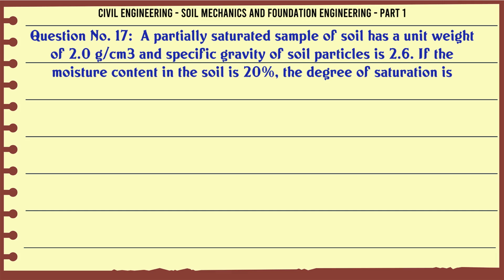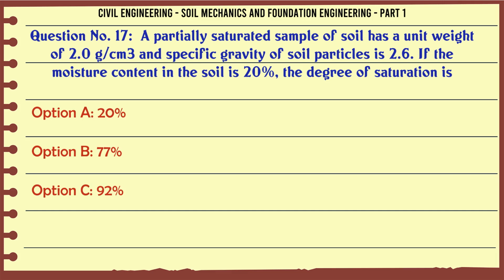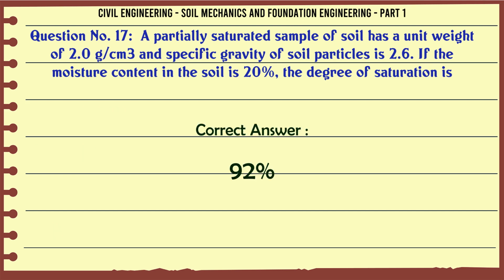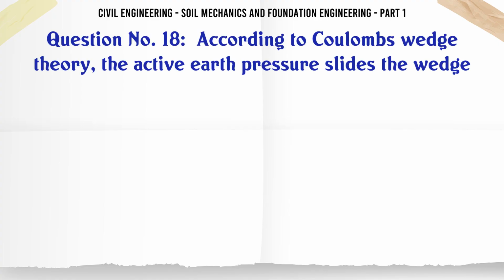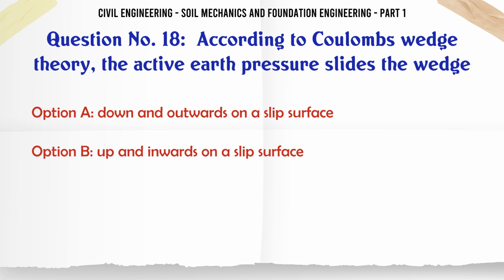55.6%. A partially saturated sample of soil has a unit weight of 2.0 g/cm³ and specific gravity of soil particles is 2.6. If the moisture content in the soil is 20%, the degree of saturation is A. 20%, B. 77%, C. 92%, D. None of these. The correct answer is 92%.